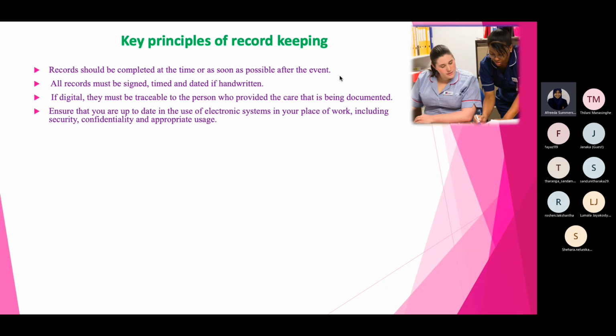Okay. Ensure that you are up to date in the use of electronic systems in your place of work, including security, confidentiality, and appropriate usage. Can somebody tell what this means?